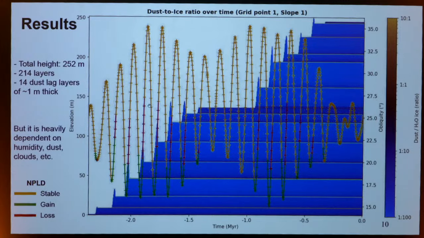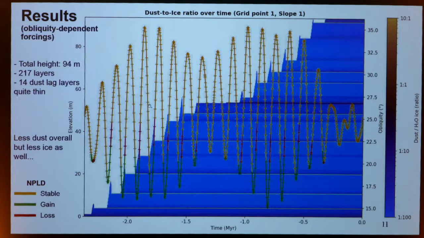And I must point out that it is heavily dependent on the forcing you do, because here, for example, I tried to parameterize my humidity, my pressure, and my dust tendency according to the obliquity, and I got a really similar big picture, but in detail you can see that I end up with just almost 100 meters of PLD, and the ice has less dust content, which is actually more realistic.